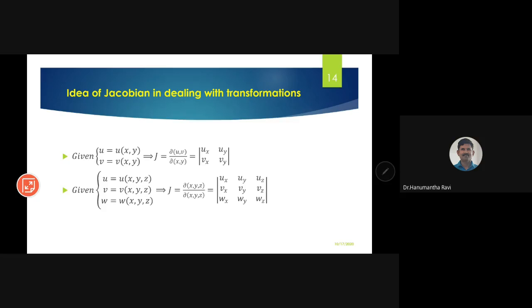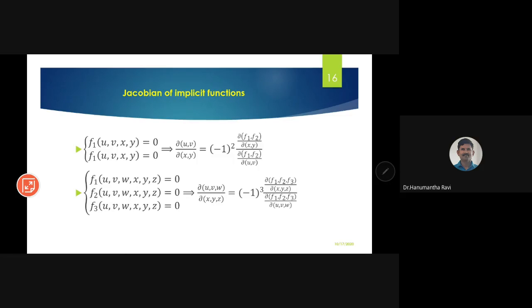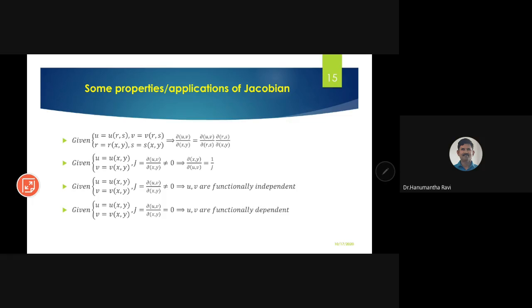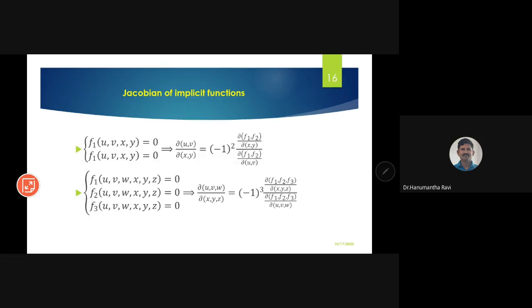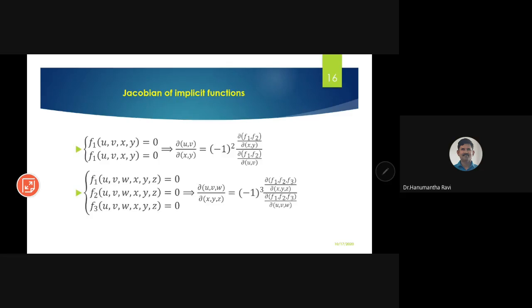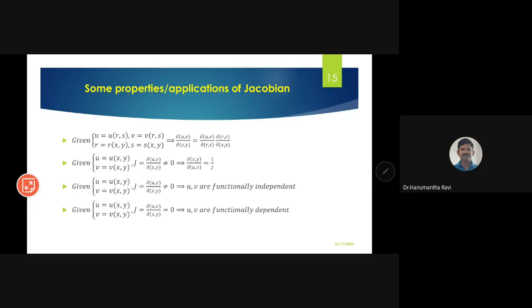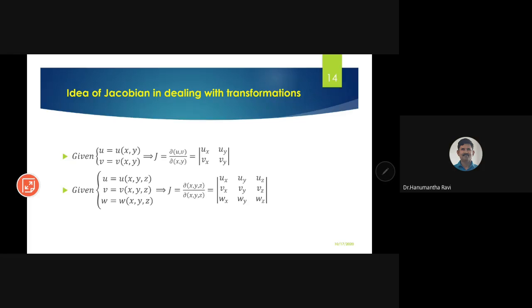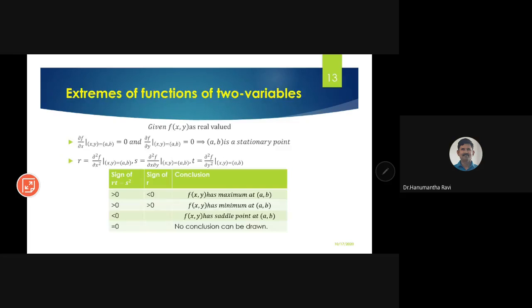So this is the idea that I clearly explained everything here while doing this one. Some properties also I have mentioned here, and then Jacobian of implicit functions. You need not worry much about that one, because in GATE they don't ask these things. Whatever I have told you, it is enough. This is all about integral calculus. Then after looking at the examples, we look at extreme values. That is what I planned for today.